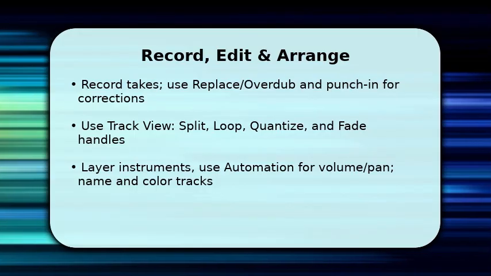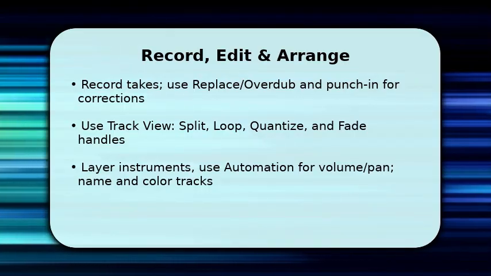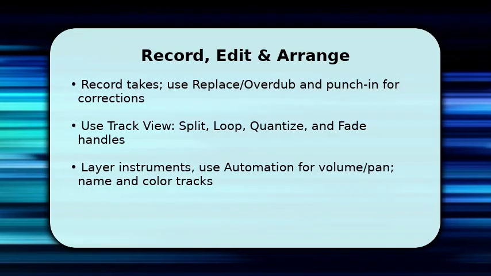Once you have clips, move to track view to split, loop, and quantize regions for timing. Use fades to remove clicks. Layer additional instrument tracks and adjust arrangement order to build energy. Use automation for volume and pan moves so mixes breathe.